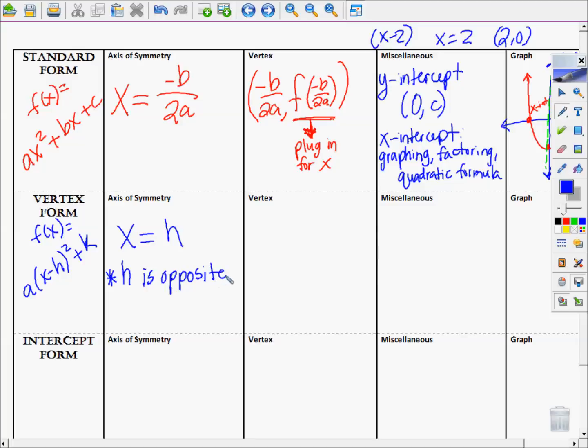What you mean is opposite? So if it says x plus 7, then it would be negative 7. So like Nick said, if it said x plus 7, that means instead of being a plus 7, it's actually a negative 7. If it said x minus 7, instead of being a minus 7, it's a plus 7. So you have to keep in mind that h is opposite of the operation.